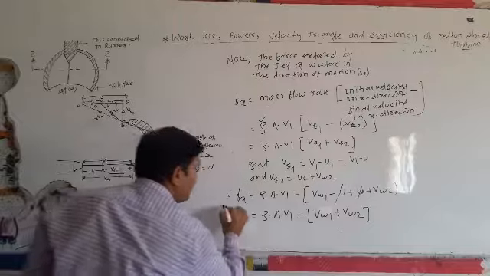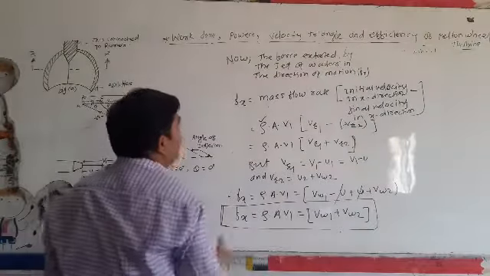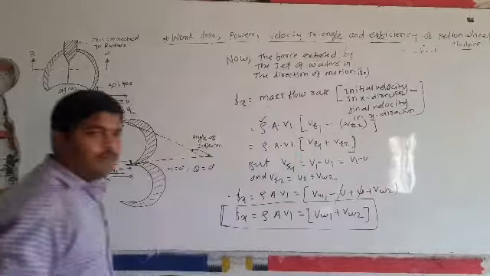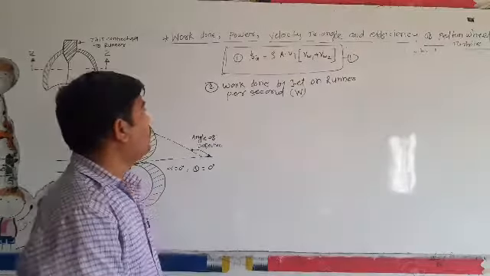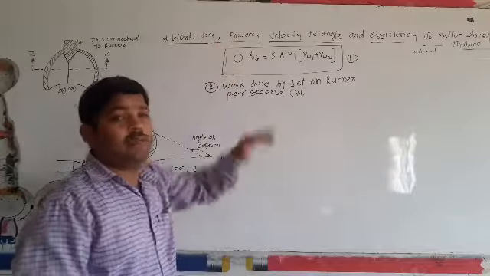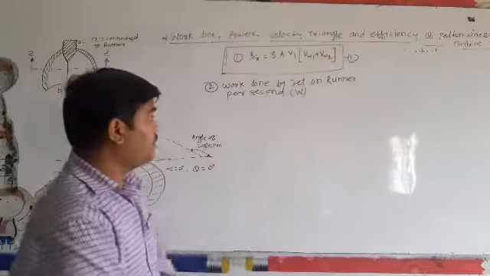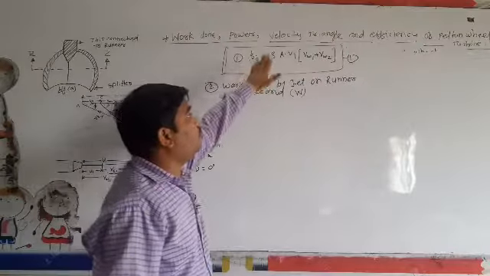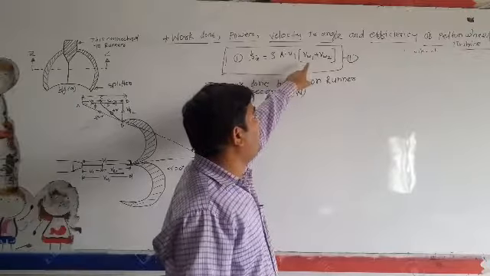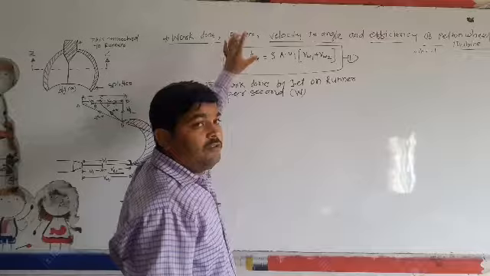And this is the force exerted by water in the direction of motion. Now we have to calculate the force exerted by the jet of water in the x direction, that is Fx is equal to rho a v1 (Vw1 plus Vw2). From this equation we can calculate the force.